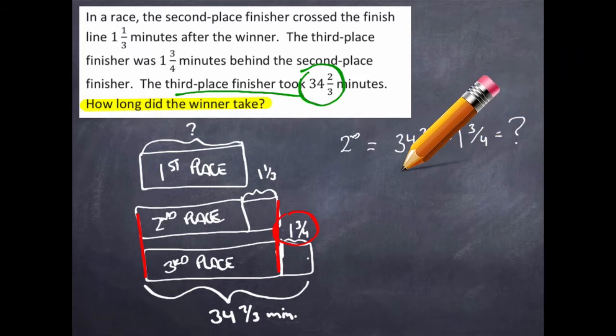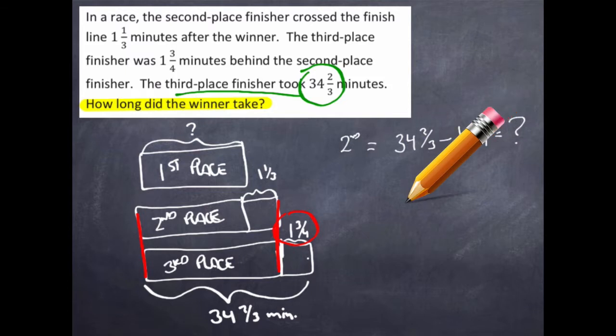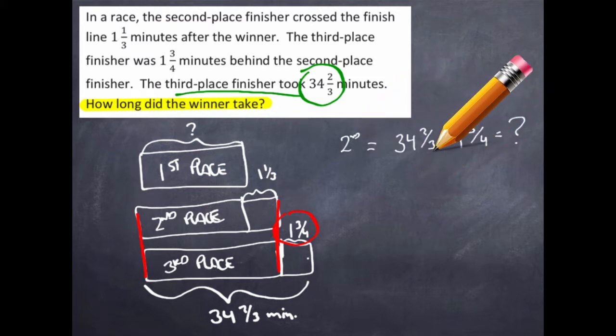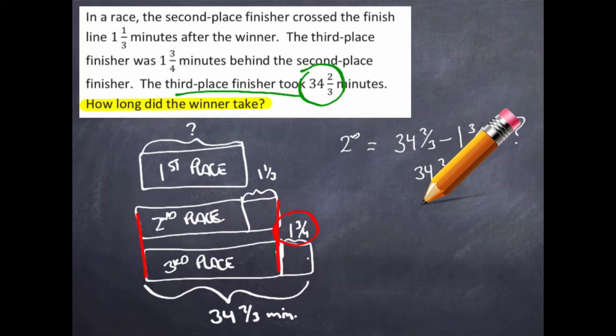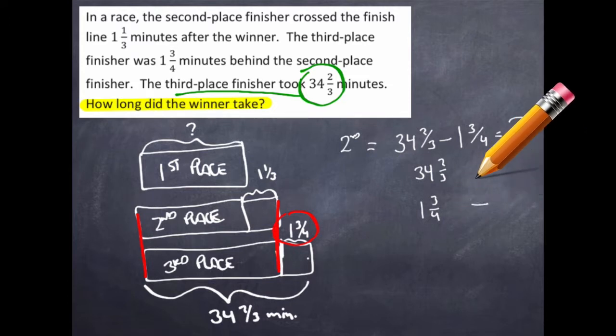So can I subtract these two numbers? No, I can't, can I? Because our denominators are different. Our pieces are different. So I want to get them to the same denominator. So I have to think of a multiple of 3 and a multiple of 4 that I could use to get my numbers to be the same. So I like to rewrite things this way just to make it a little bit easier. 34 and 2/3 and 1 3/4. So I want to change them both to the same denominator. So let's think about that for a second.